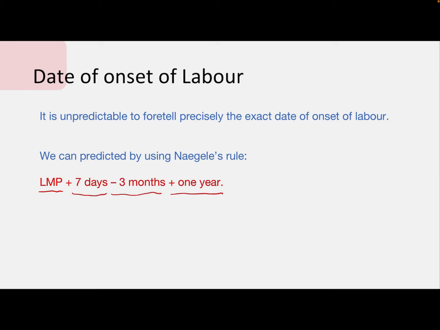So just as an example, if the first day of the last menstrual period was the 8th of September 2020, first we add 7 days. It will be the 15th of September. It is the 9th month, minus 3, it will be 6, and plus 1 year, it will be 2021. So the predicted day of delivery will be the 15th of June 2021.